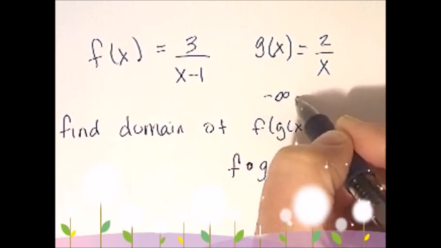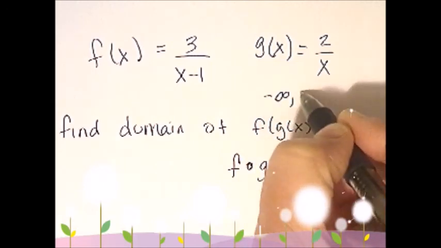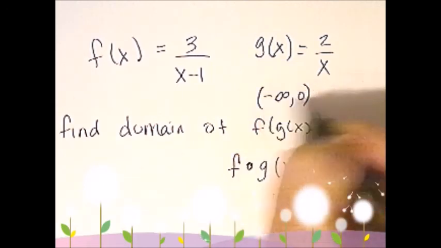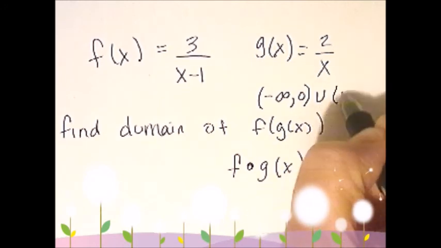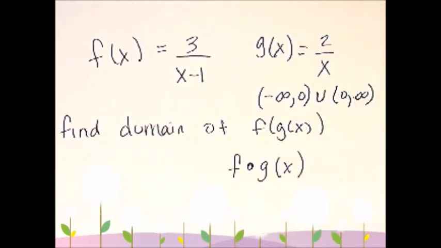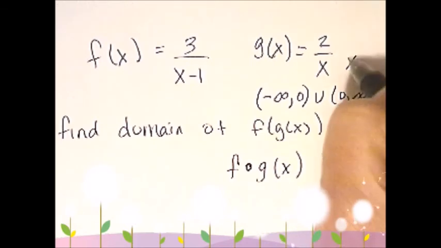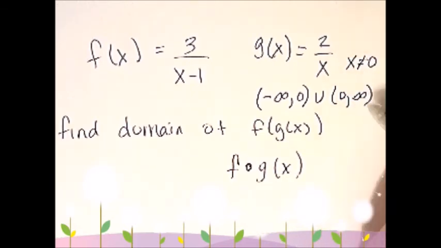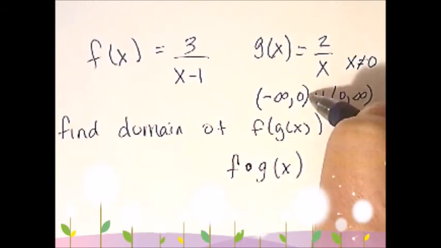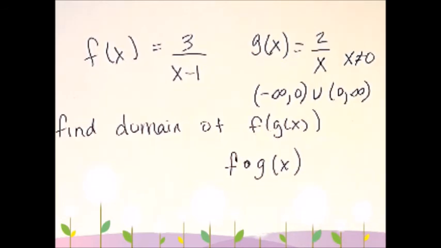They may want you to include negative infinity all the way to 0 in union with 0 to infinity. Okay, they may want you to just say x is not equal to 0. They mean the same thing. Notice I put parentheses, not a bracket. So we find the domain of the inner function, then find the domain of the outer function.